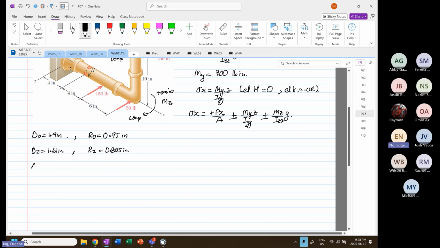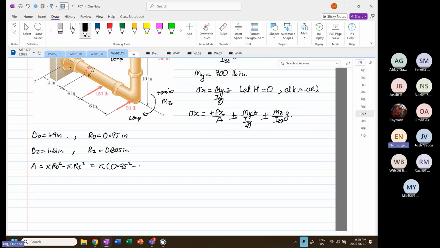So what we need is our area, which is equal to pi r outer squared minus pi r internal squared. So you can take out pi: 0.95 squared minus 0.805 squared. So it's equal to 0.799 inches squared. Let me do it again: 0.95 squared minus 0.805 squared times pi gives 0.799.